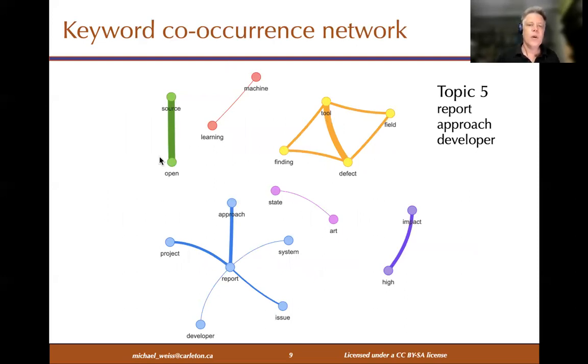We see here one cluster of keywords related to an approach for reporting bugs and assigning them to developers. We have a cluster on machine learning, which is a method that we can use to do that. A cluster on high impact, so those are the kinds of bugs that we want to identify, and a cluster on tool support.